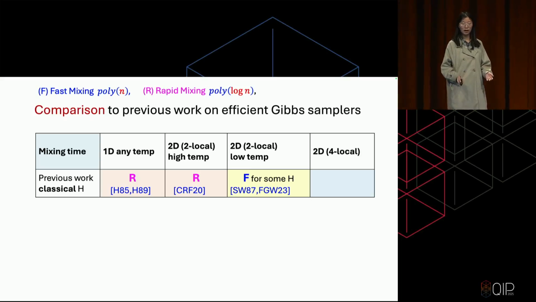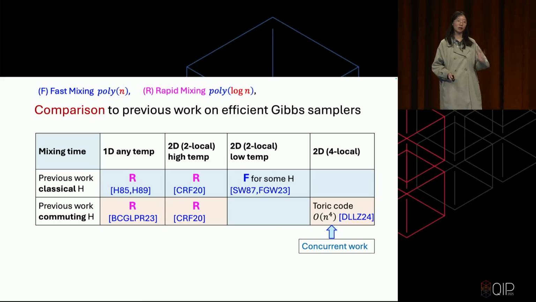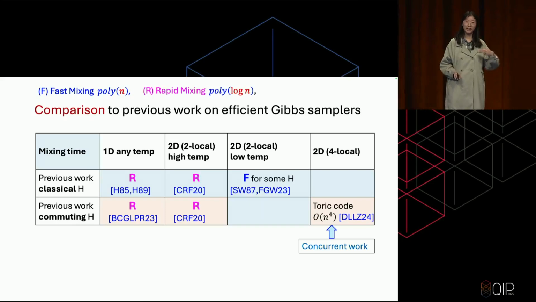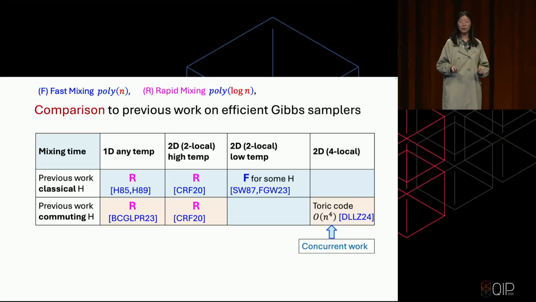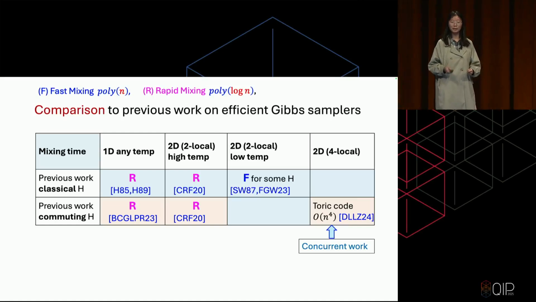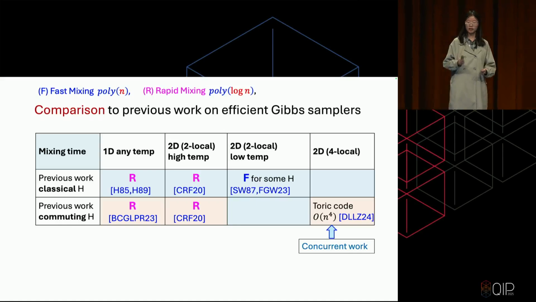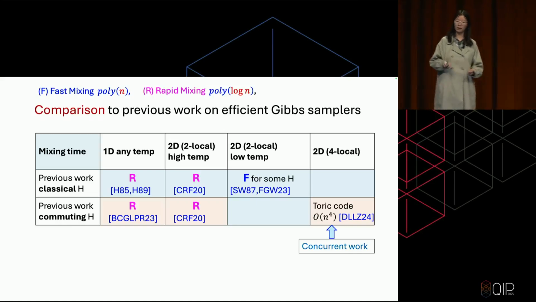And as I said, previous work tried to generalize the proof techniques from the classical to the quantum world. From a very high level, for the easier regime they can generalize the rapid mixing results, and for the harder regime, as far as I know, there are not so many results, except for some special cases for toric code. So this is concurrent work by Ning and his co-author, and that's what we know from the previous work.